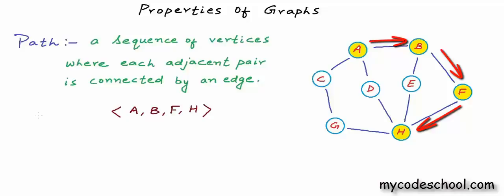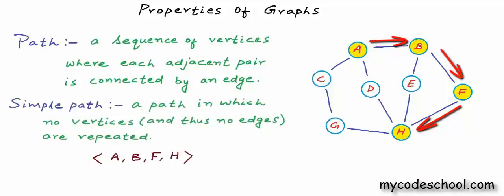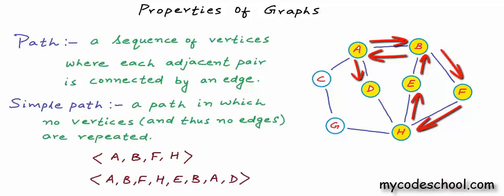In a directed graph, all edges must also be aligned in one direction, the direction of the path. A path is called a simple path if no vertices are repeated. And if vertices are not repeated, then edges will also not be repeated. So in a simple path, both vertices and edges are not repeated. This path A, B, F, H that I have highlighted here is a simple path, but we could also have a path like this. Here, the start vertex is A and the end vertex is D. In this path, one edge and 2 vertices are repeated.